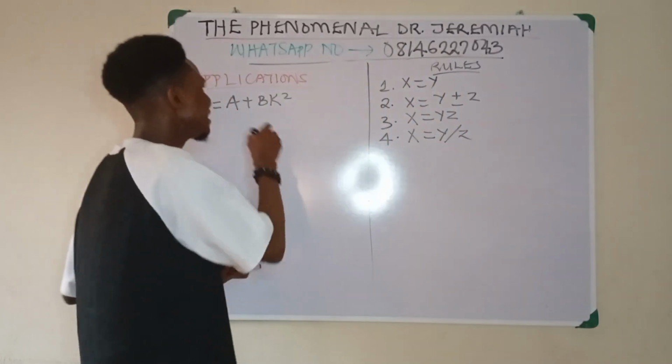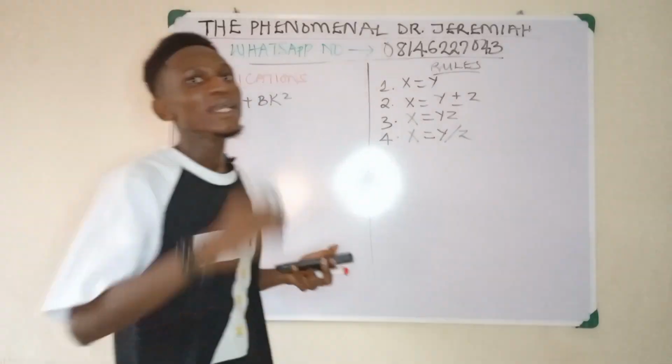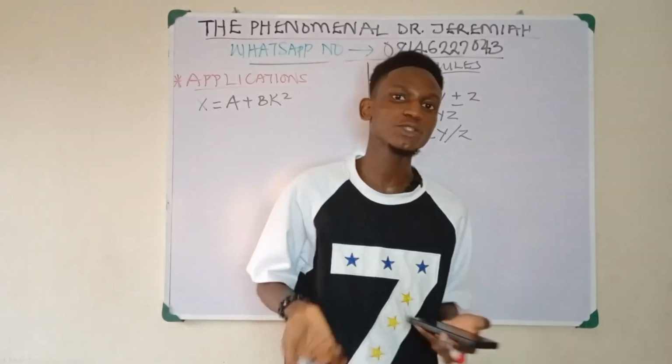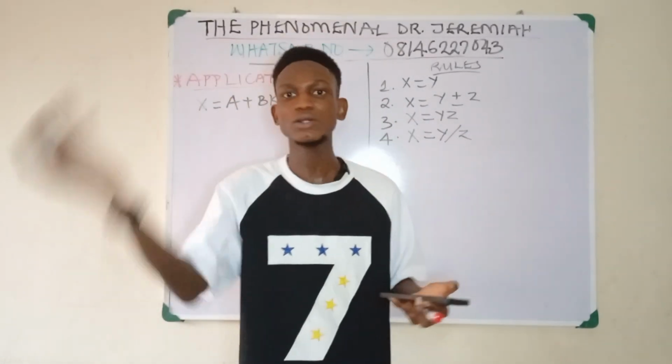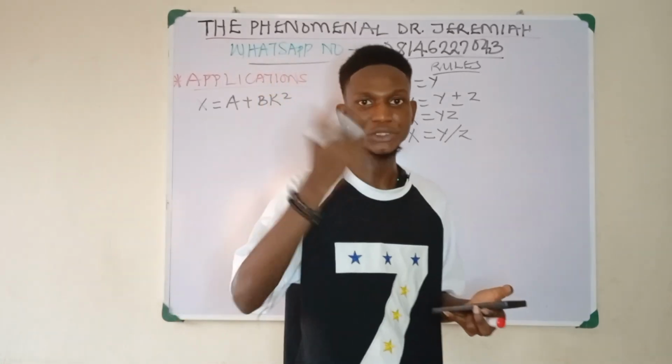Take for instance, this is the relation x equals a plus bk squared. So we ask you, is this equation correct? Is this equation dimensionally correct? You see questions like that, they'll give you several equations and say which one is not dimensionally correct or which one is dimensionally correct. So it depends on the way the examiner structured the question.